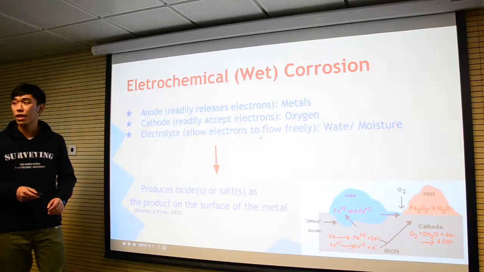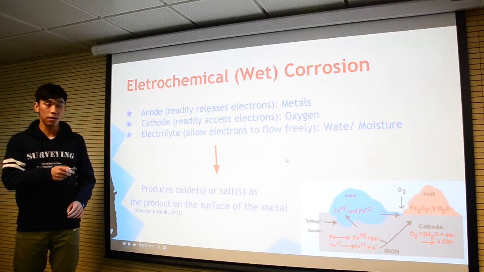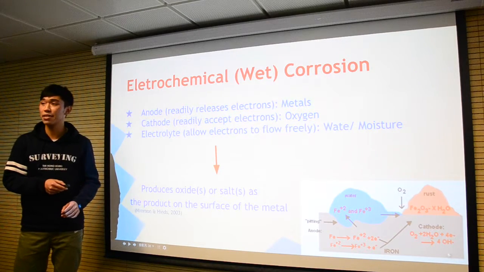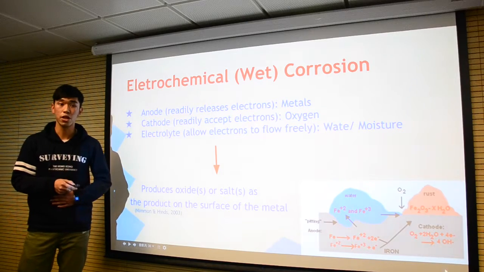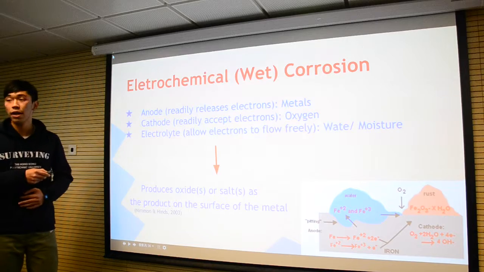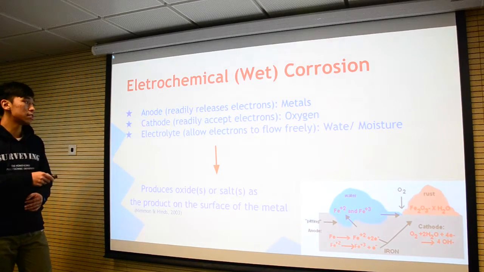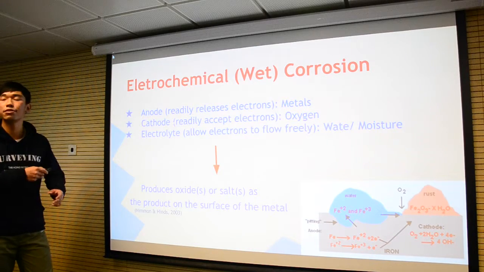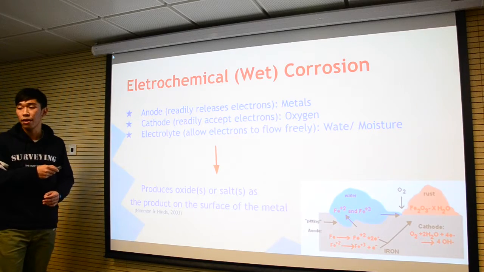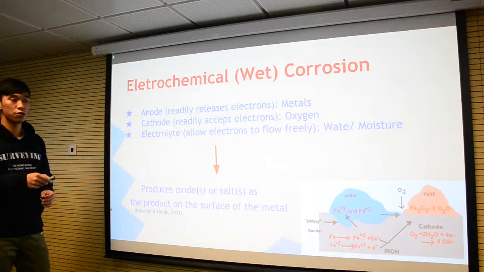Corrosion can be divided mainly into two types of reactions: the electrochemical reactions, also known as wet corrosion, and the chemical corrosion, which is dry corrosion. First, I will talk about the electrochemical one. For electrochemical corrosion to occur, three elements are crucial to be present and interact with each other. First is the anode. The anode is the part that readily releases electrons, which is usually the metal.